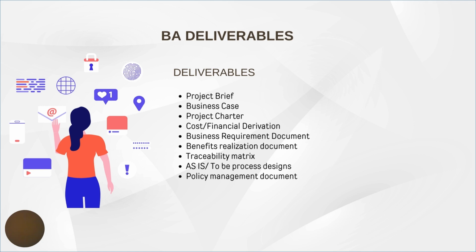Some of those artifacts include a project brief, a business case, a project charter, the cost and financial derivation, and sometimes this also refers to cost benefit analysis and similar documents. Then there's the business requirements document, the benefits realization document, the traceability matrix, and your as-is and to-be process designs. The as-is and to-be process designs refer to the current state and the future state processes of that organization. And then you've got policy management documents.